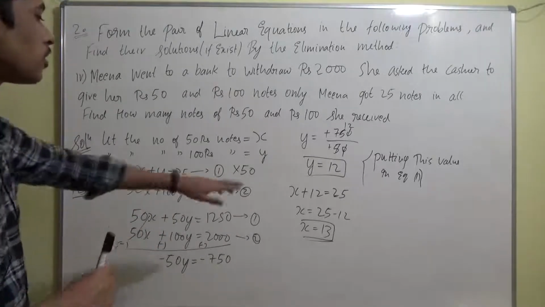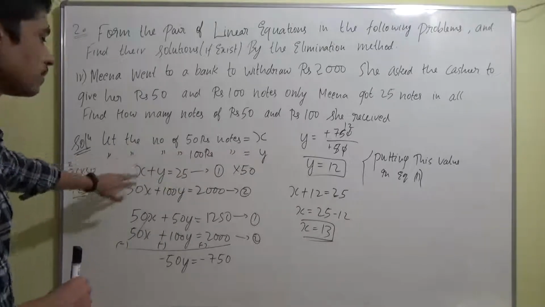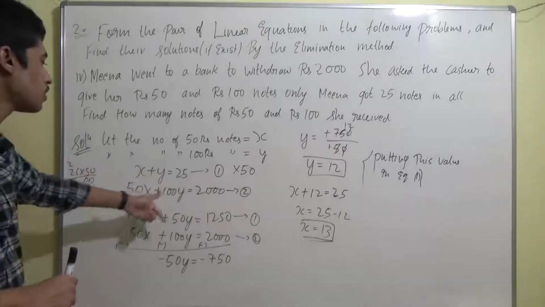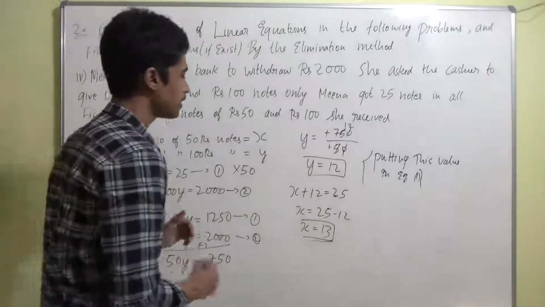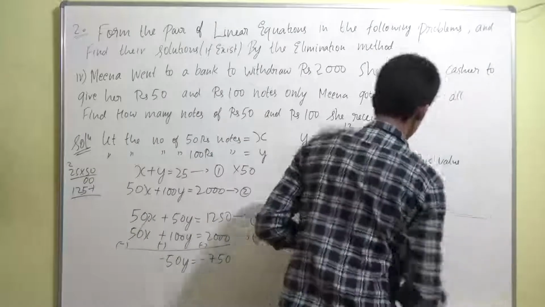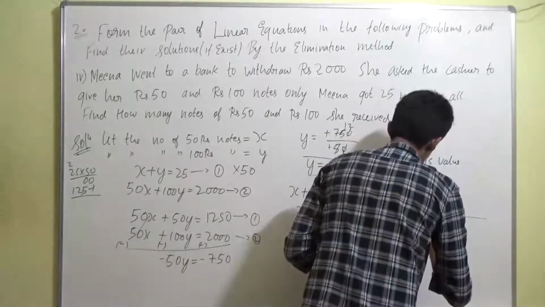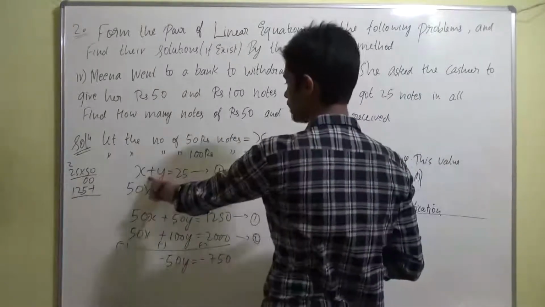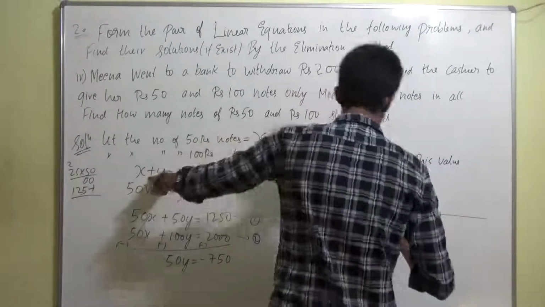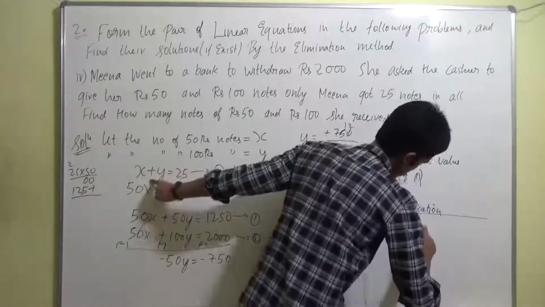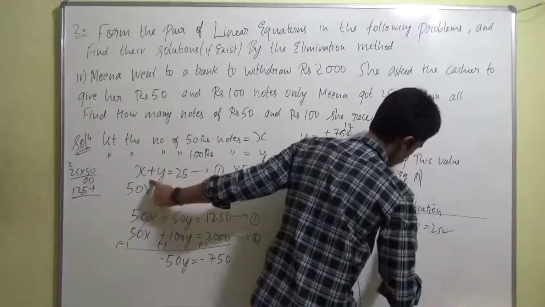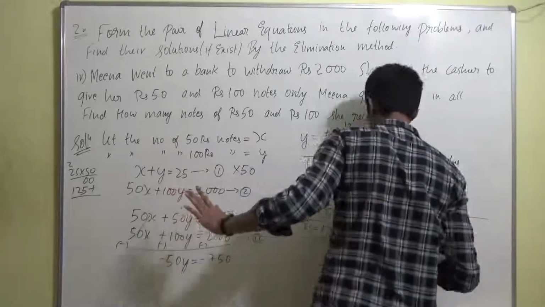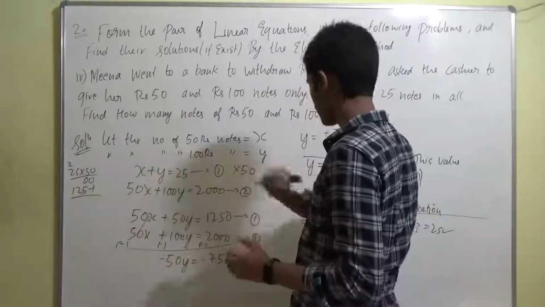Right, verifying means you have to put the value of x and y back into both the equations and check if you are getting LHS equal to RHS, right? So let's do the verification step here, right? This is the verification step. So if you put the value of x and y here, 12 plus 13 equal to 25, it's obvious. So LHS is coming out to be equal to RHS, which means from the first equation we verified it, verification over. So now let's verify with the second equation.